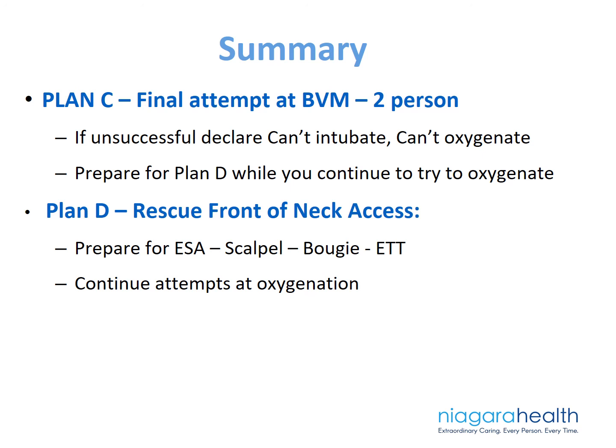If we can't get oxygen into the patient, we declare a cannot intubate, cannot oxygenate situation. This is a true emergency. This is a dire situation. We're going to immediately move on to Plan D while we're still trying to get oxygen into the patient. Plan D is our rescue front of neck access, which is us preparing for an emergency surgical airway using a scalpel bougie endotracheal tube technique for our adult population, which we're going to teach you in Module 4. And this is all being done while there are continued attempts at oxygenation.